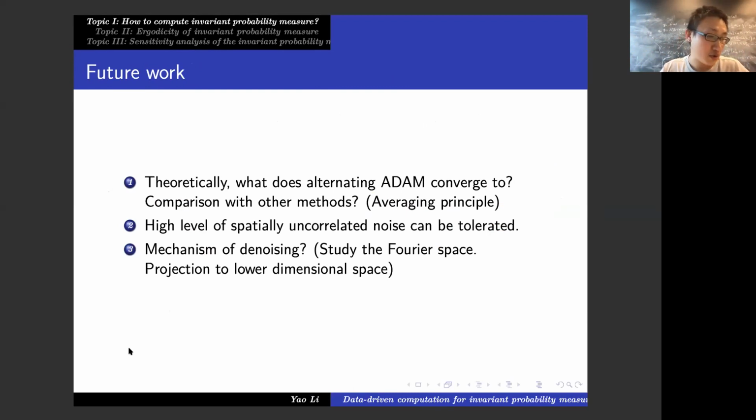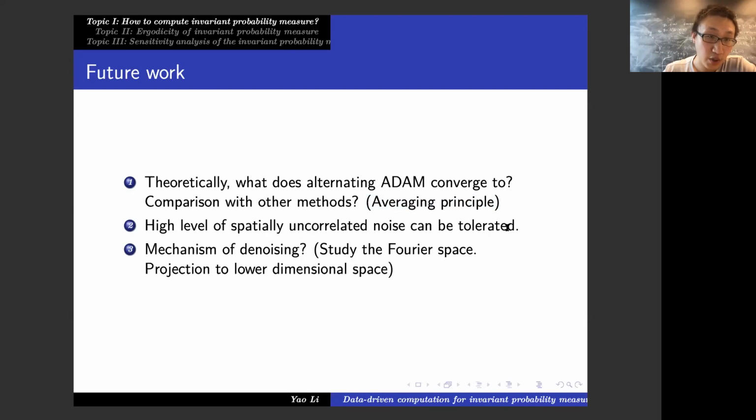As I said, I'm pretty new to this machine learning research field, but we do find that there are some interesting things that we should work on. One thing is: what does this alternating Adam really converge to? The problem with Adam is that it's not linear, so you cannot simply add things up. So we need some assumption, and we are still working on this. We want to find where it actually converges to, for the continuous version and for the stochastic gradient version, and how it compares with other methods. It's basically an averaging principle, I would like to see.